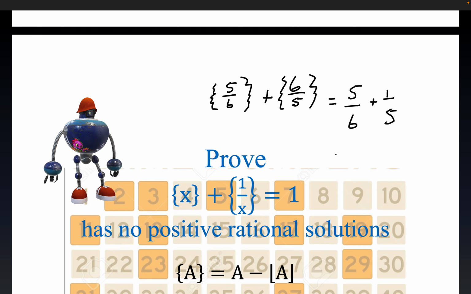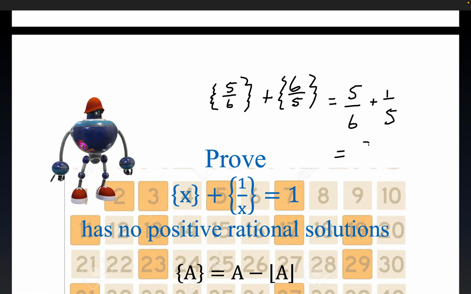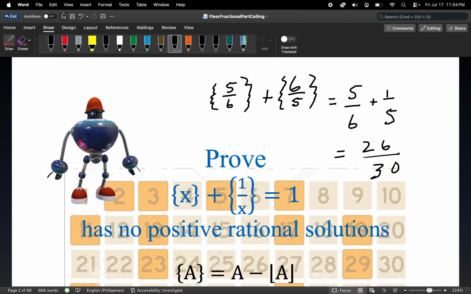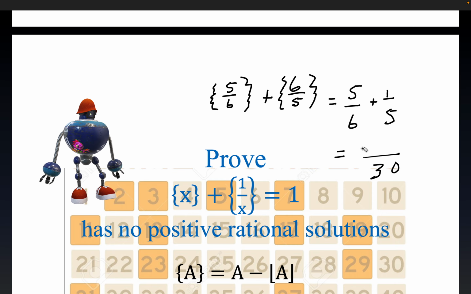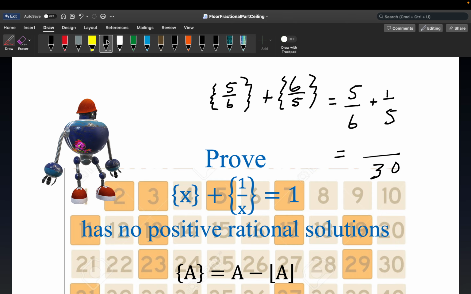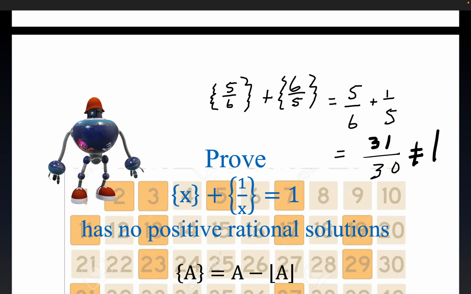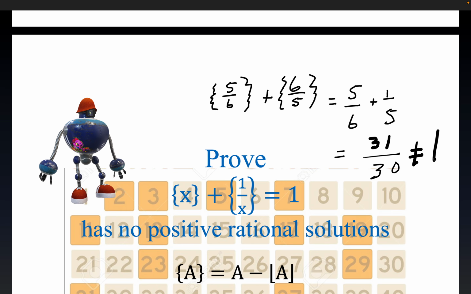What is this? This is equal to 26 over 30, maybe? Is that right, folks? Or no, 31 maybe? Is that 31? I believe so. Yeah, 5 times 5 is 25, plus 6 is 31 over 30. So you see this is not equal to 1, right? Now, of course, that doesn't make a proof, but it at least gets you into the mode of what's going on here and how it's unlikely that this can happen if you're talking about rational solutions.